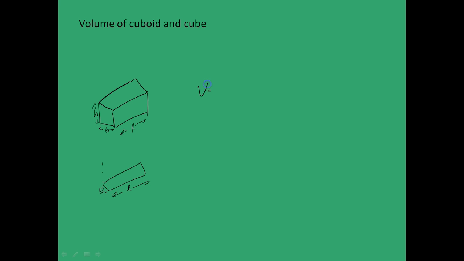So therefore we can say that the volume of a cuboid is equal to the base area into height. We can write the base area being L into B because it's a rectangular base, and the height being h. We can write the volume as LBH, the volume of a cuboid.